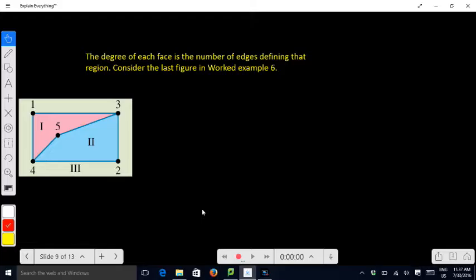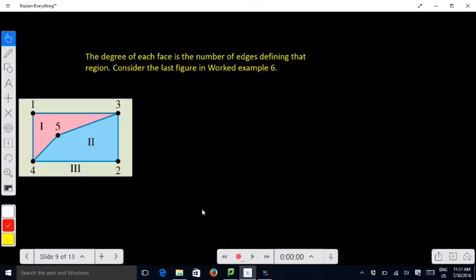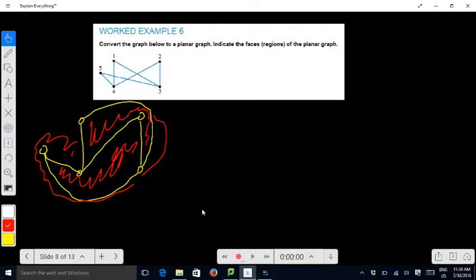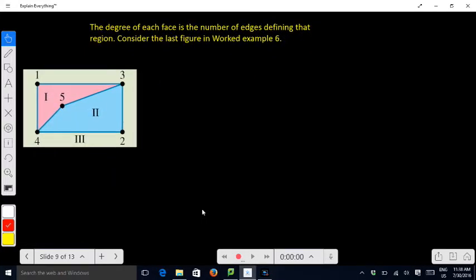Alright, mine was slightly different. It's a bit of a mess actually. But if we did it nicely, it would look something like this. So as I said before, we've got regions 1, 2, and 3. I just didn't label it. So face 1, talking about this region in here.